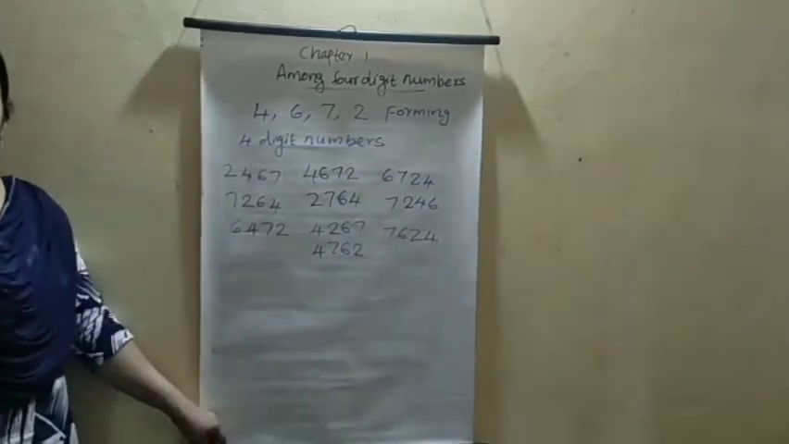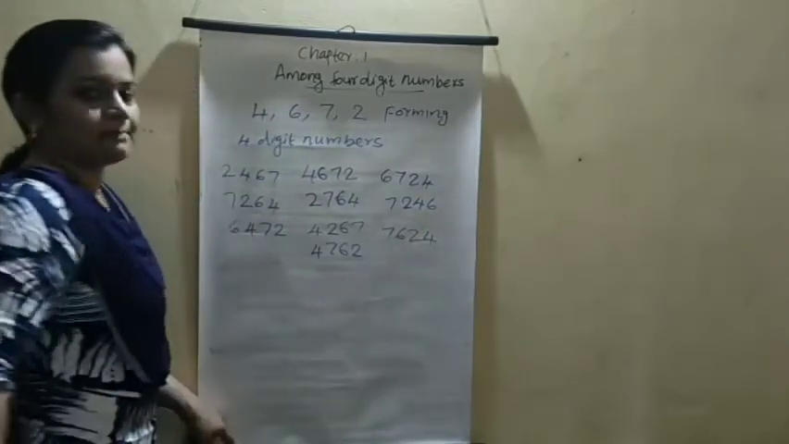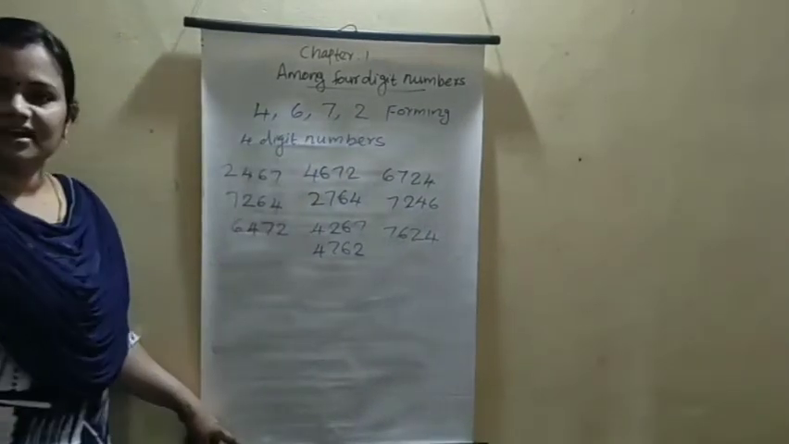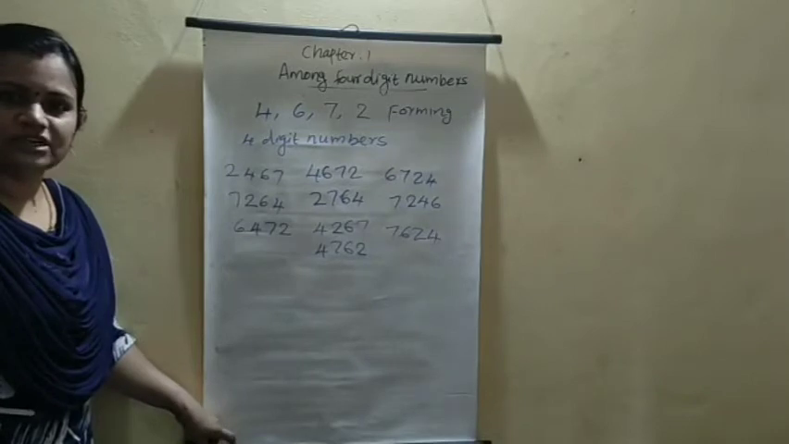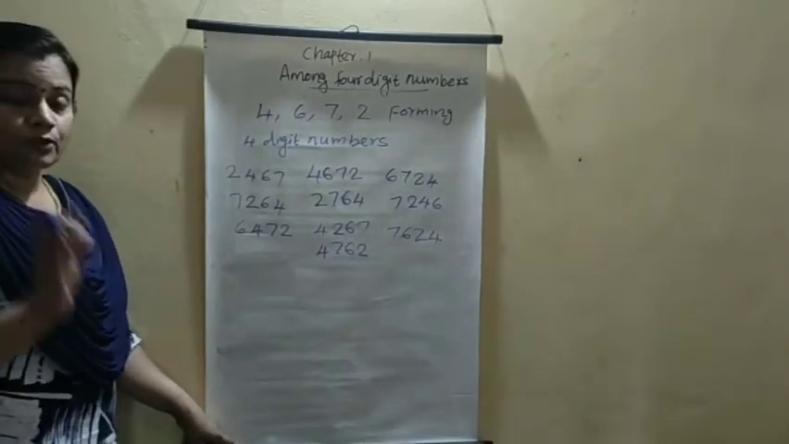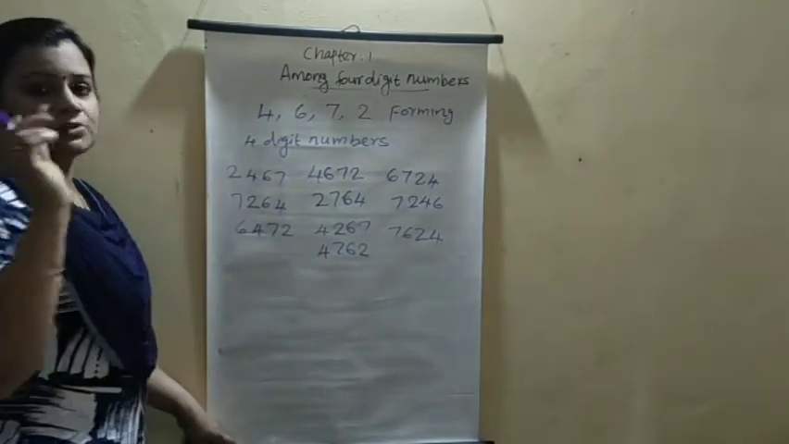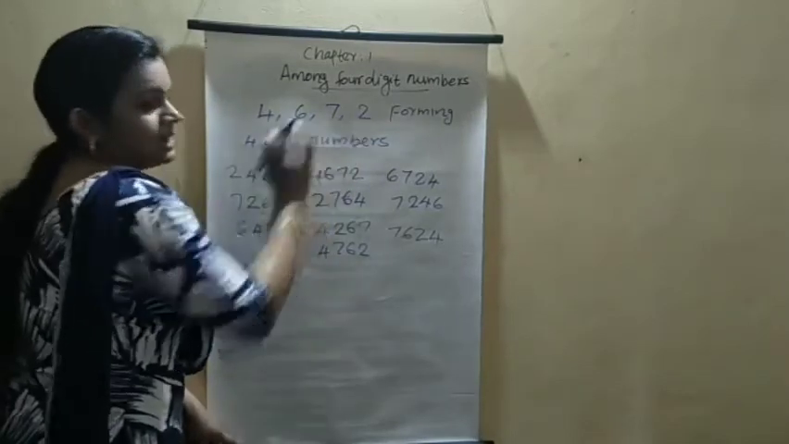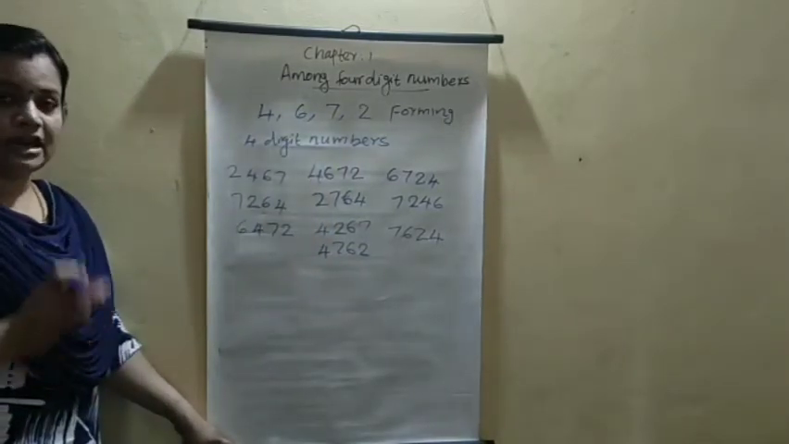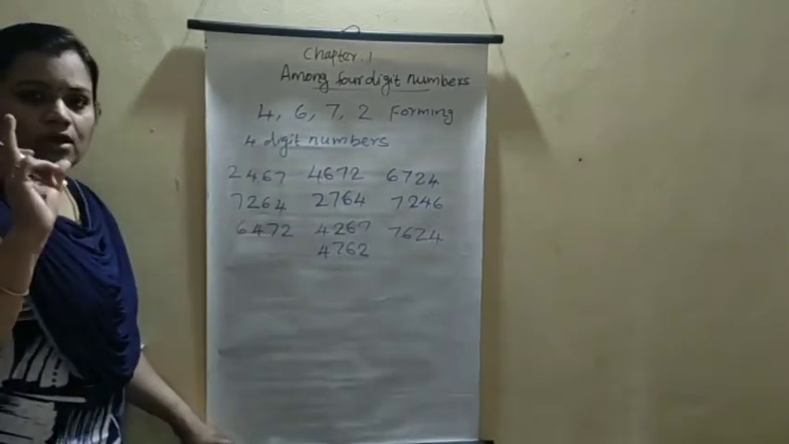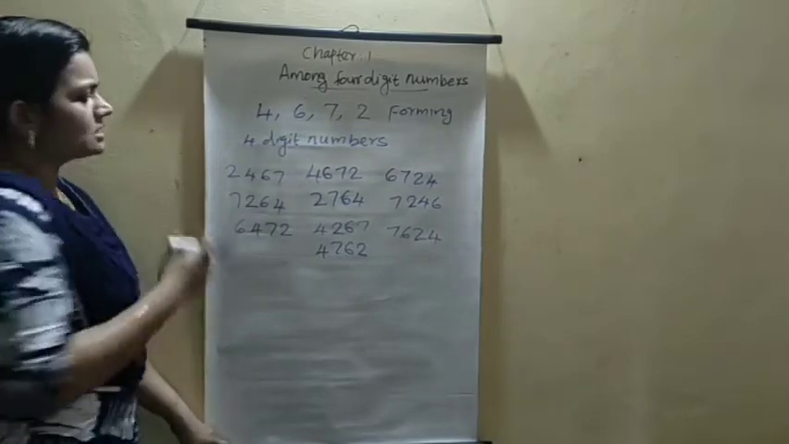7624. Anyway, we can write so many 4-digit numbers using these digits. Understand how to form the 4-digit number. But always remember one condition: don't repeat the same digit, and you should write each digit only one time.